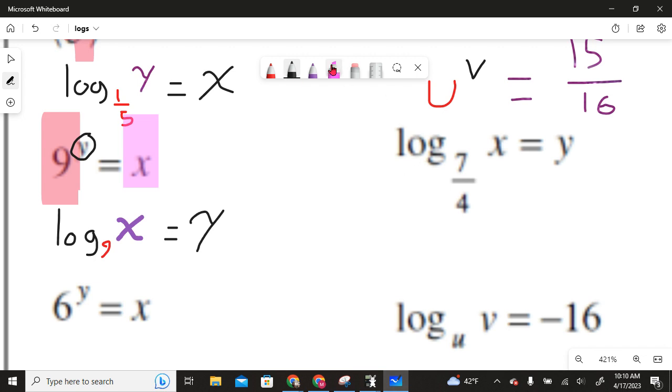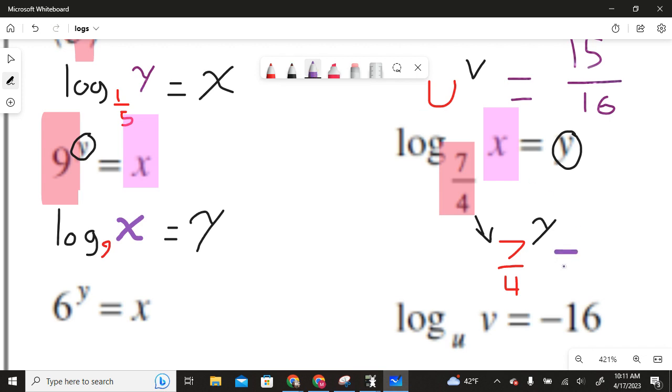All right, same thing over here on the right. Let's go through and just work it out. We got x here. That's our big number. We got 7 over 4. That's our base. And we got y here from our power. So we're going to turn this back into exponential form. First, we take everything here. We got 7 over 4. You got your power. And you got your answer. And honestly, that's about it.